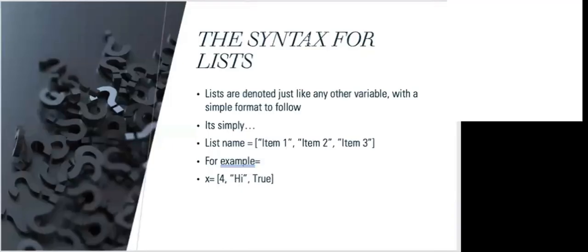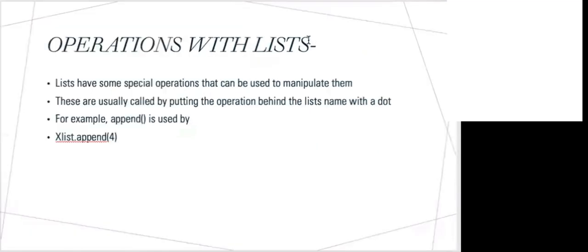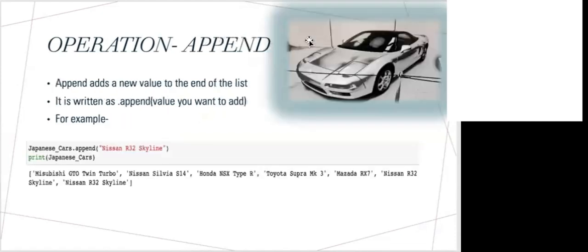So let's get into some of the things that lists can do. Lists have some special operations that can be used to manipulate them. These are usually called by putting the operation behind the list name with a dot. For example, dot append is used by a list as, for example, list name dot append followed by the value you'd like to append to the list. So here's a quick example of that.